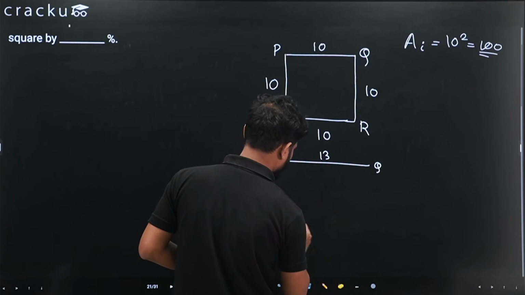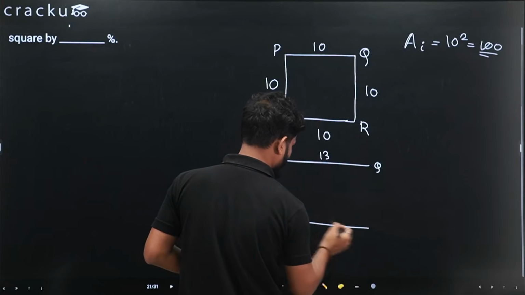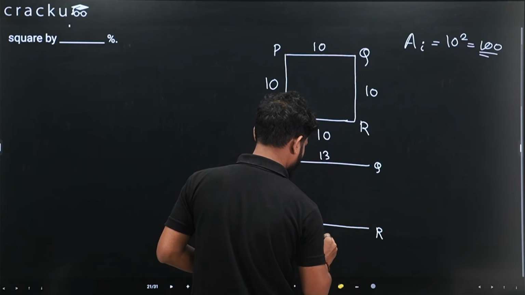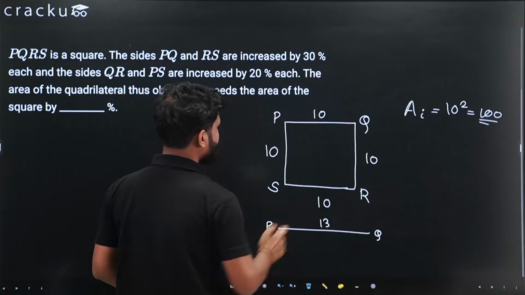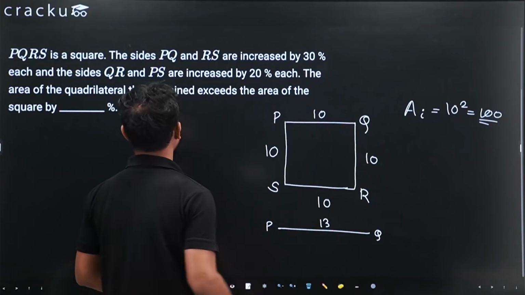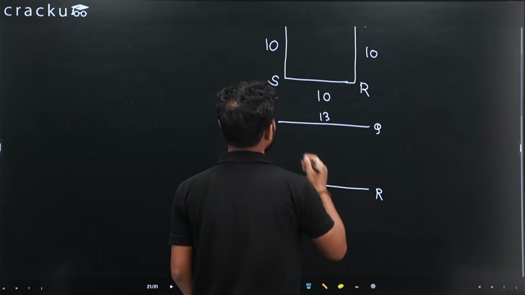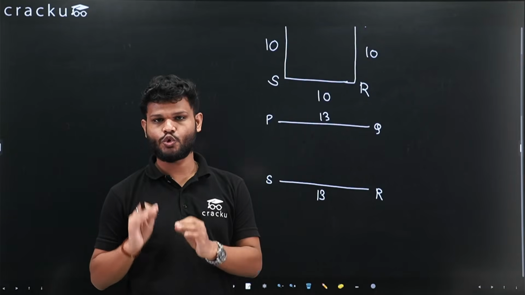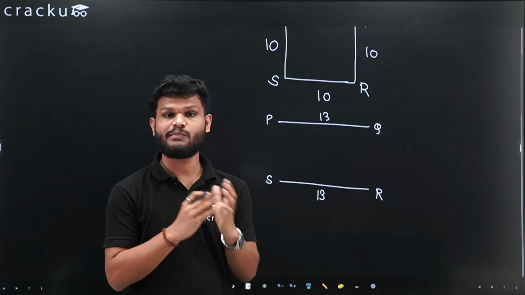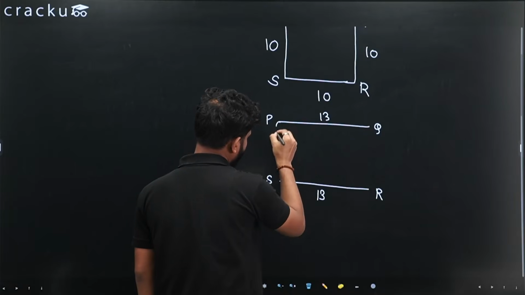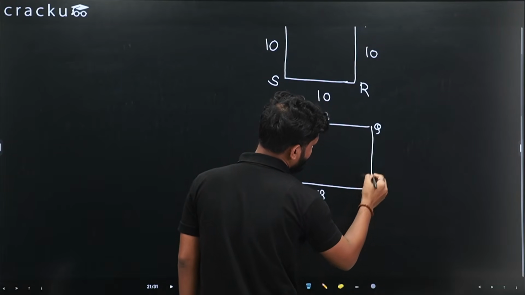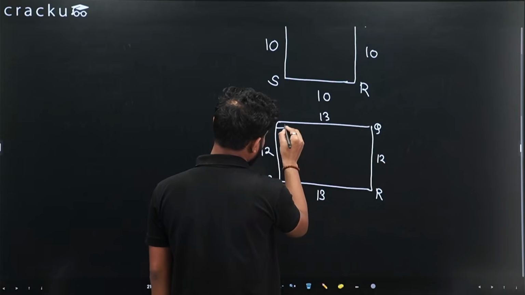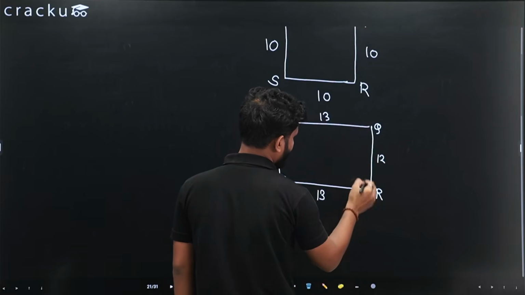Similarly, SR will be what? SR will also be 13. Then we are given QR and PS. So QR and PS are increased by 20% each. So 20% of 10 is 2 and it is increased. So 10 plus 2, 12. So PS will become what? 12. QR will become what? 12. And as this will be a rectangle.